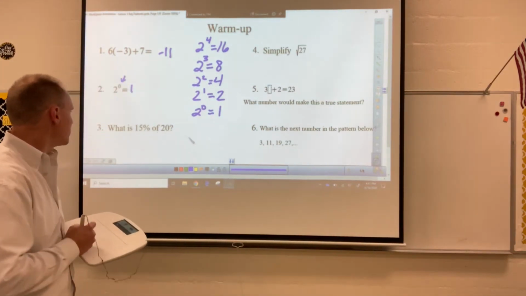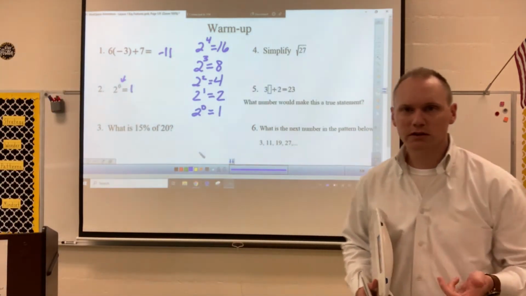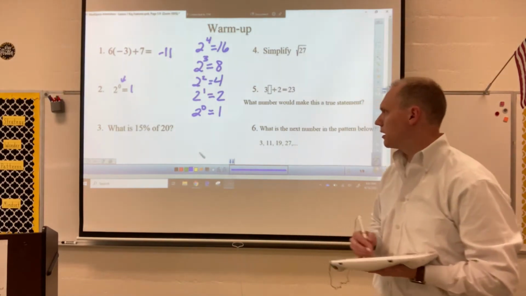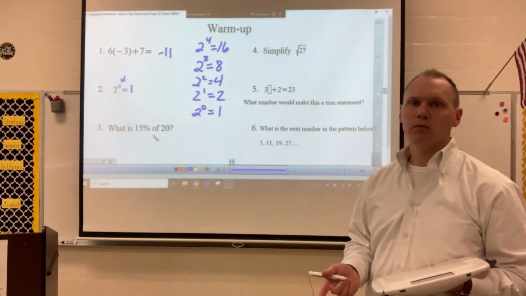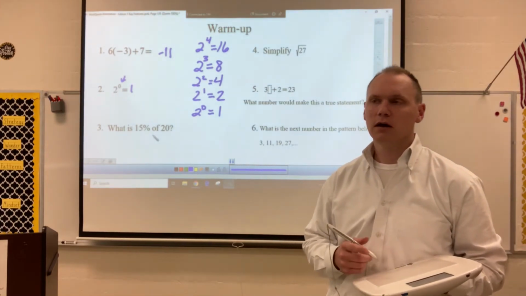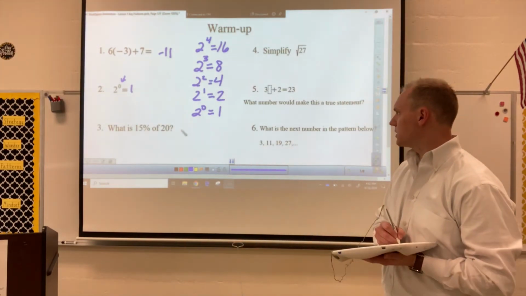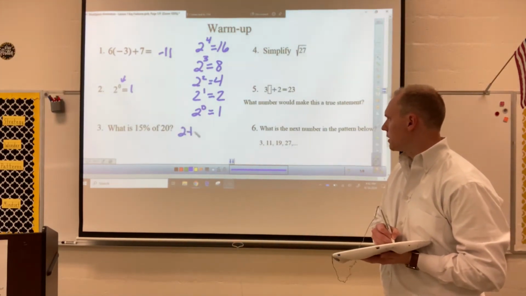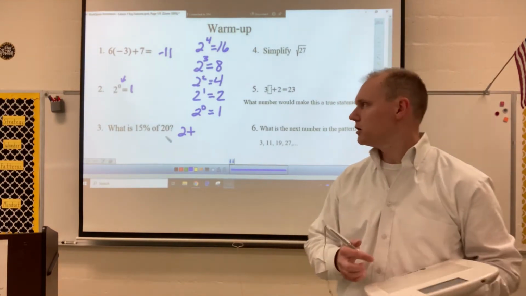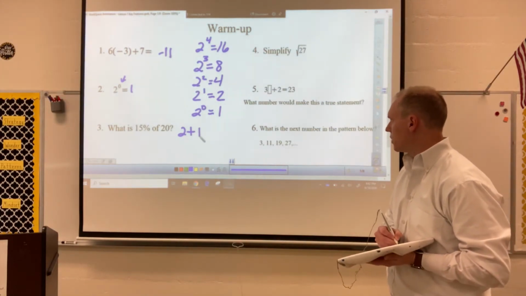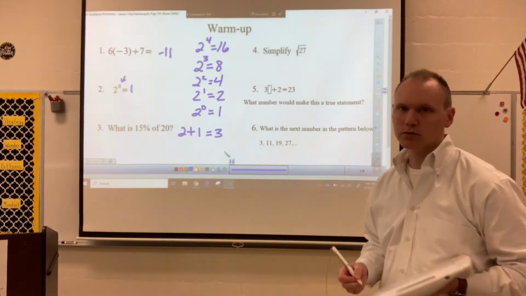All right, what is 15% of 20? So if we think about calculating certain percents, there's a number of different ways to do it. 15 is actually kind of special because it's 10% plus an additional half of that. Because 15% is 10% plus 5%. So 10% of 20 is 2, plus 5% of 20, well, isn't 5% half of 10%? So that would be 2 plus 1. So this is 10%, this is 5%, add them together, and you get 15% of 20.